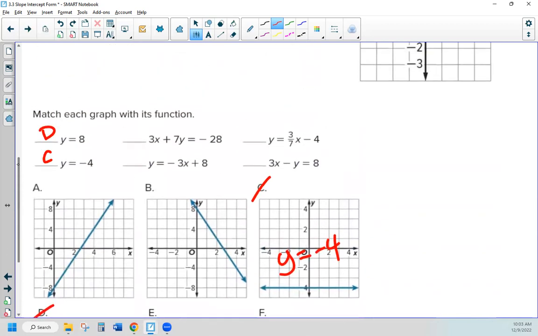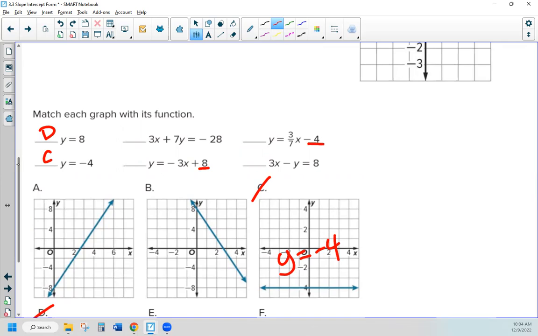The next type of lines I'm going to look for are the ones that are already in slope-intercept form, the ones that I don't really have to do work for to get them into slope-intercept form, which means I'm looking for this one right here and this one right here. These two are in slope-intercept form. These other two options are not in slope-intercept form. So this one crosses 8 in the y-intercept.